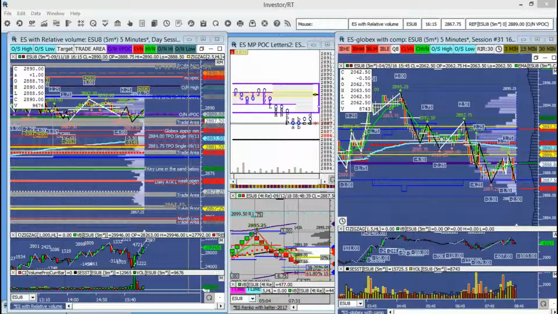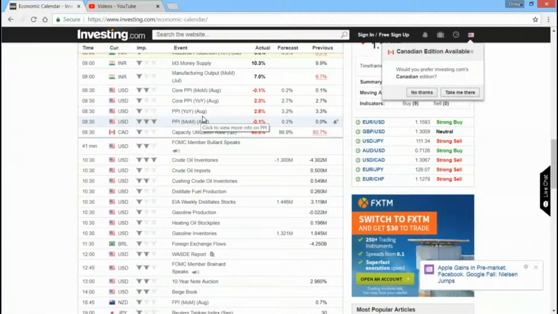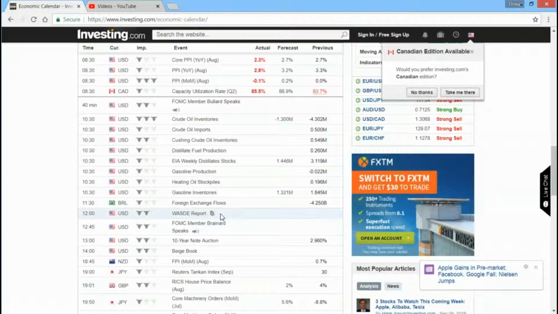The news today, we did have core PPI and PPI. It came out worse than expected, minus 0.1 versus expected 0.2. Capacity utilization rate came out less than expected, 85.5 versus 86.9. So we really didn't have fantastic news. We do have Bullard speaking in 40 minutes, and then we have crude and all its associated products at 10:30. And then at noon, we've got the WASDE report, and then we've got Brainard speaking at 12:45, 10-year note at 1 o'clock, Beige Book at 2 o'clock.